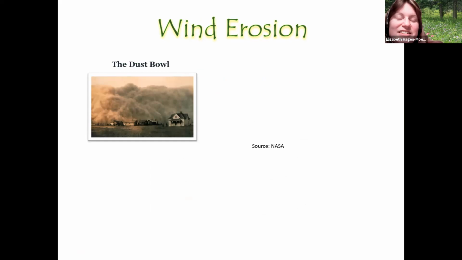So wind erosion, I think the image that we really tend to think about with wind erosion, or at least I do, is the Dust Bowl. This was a period of time that started in 1934 and lasted about 10 years. We had all these incentives to move west and start farming, but we stripped the soil of the vegetation. So when there was a drought, all the soil was picked up and blown by the wind.